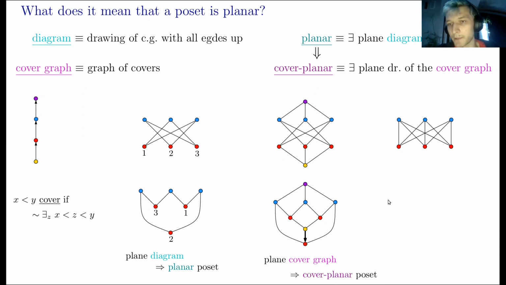Okay, and the last one is actually K33 seen as a graph, so I can just see the cover graph as an undirected graph. It's K33, so there is no way to draw it in a planar way. Okay, so this is what we mean by planar posets. We have those two notions, planar posets and cover planar posets, and we will work with both of them. The thing to remember is that in one of them, all edges go up, and in the second one, some edges might not go up. Okay, so this was about planarity.